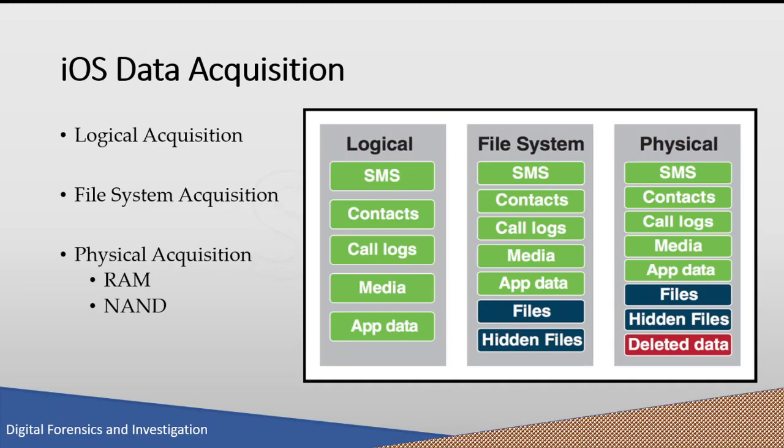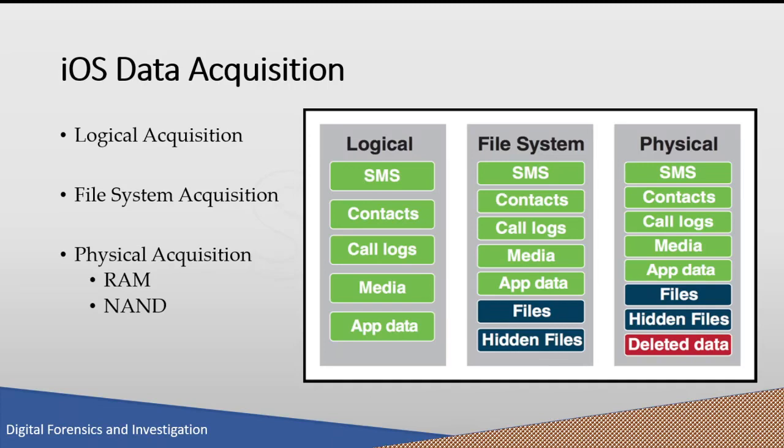The second type of data acquisition is the file system acquisition. Secure Enclave has brought new challenges to iOS forensic examiners, and now we cannot extract the encryption keys required to decrypt the device images. So physical acquisition is useless. But here come the file system acquisitions. Unfortunately, it requires the iOS device to be jailbroken. Then we have the physical acquisition.